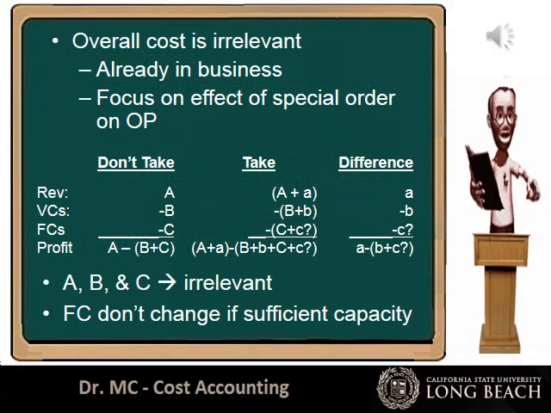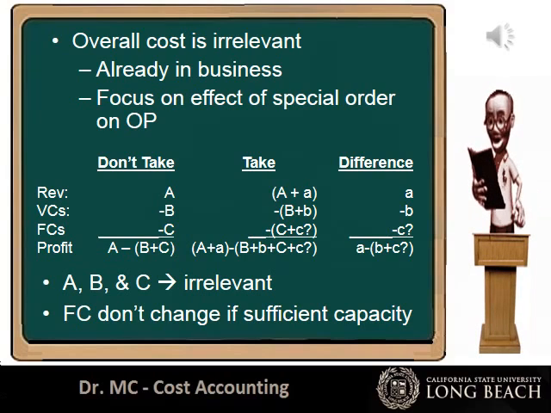With a special order, your existing costs and revenues will probably not be an issue. You are usually happy with your current business and the special order won't change your current business. Your focus should be on the effect that the special order will have on the profits of your business. Think of your two alternatives as being don't take the special order, or take the special order.